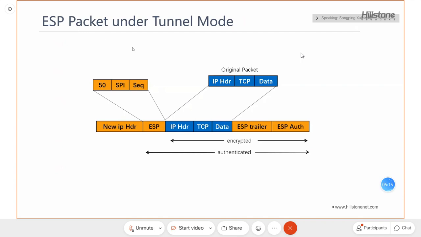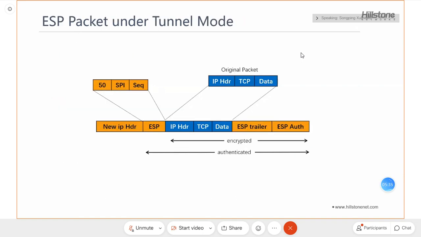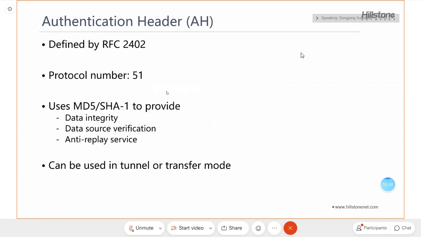That is the ESP. Another one is the authentication header, which uses protocol 51 to provide the data integrity and the data source verification. In this case, comparing with the ESP, the AH will not offer the data encryption service. In this case, it will not encrypt the original data. It can also be used in both tunnel and transport mode.